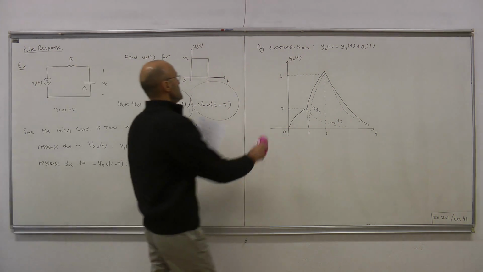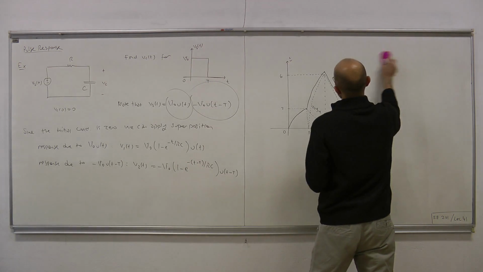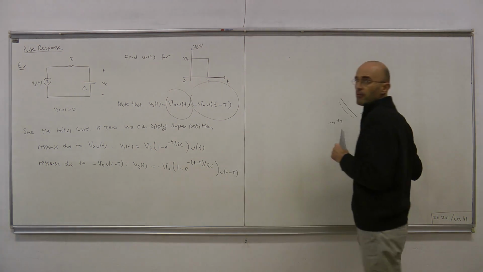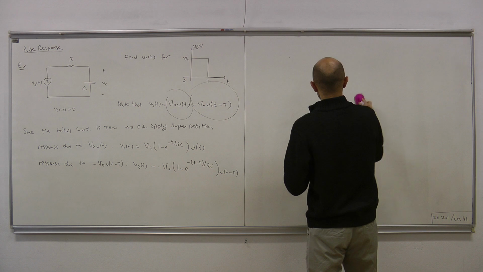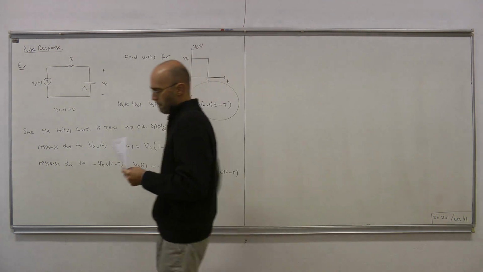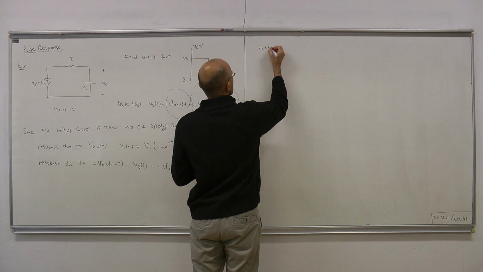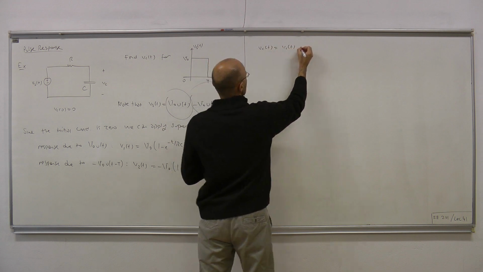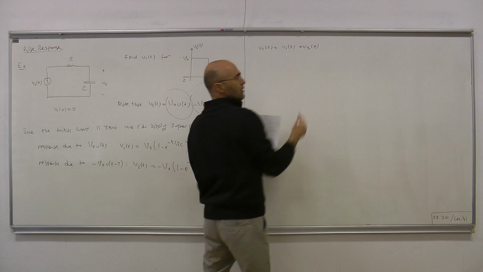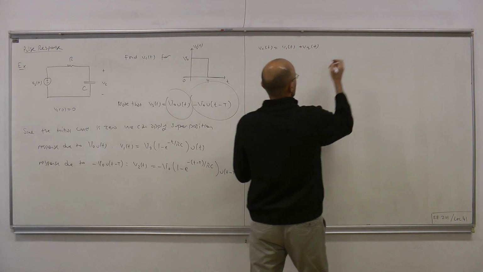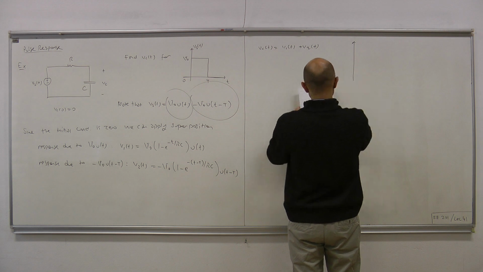And then the pulse response is the sum of V1 of t and V2 of t. And therefore, Vc of t equals V1 of t plus V2 of t. So that will give us something like this.